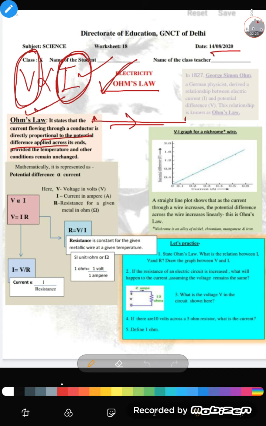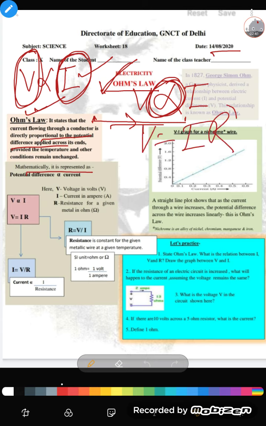And here is the mathematical representation of Ohm's law. According to this, V is directly proportional to I. And when we remove this proportionality sign, a constant value comes that is called resistance R. This is a constant value. Every conductor has its fixed value called resistance. Resistance is nothing but a kind of hindrance in the flow of current. It is a kind of hindrance in the path of current.